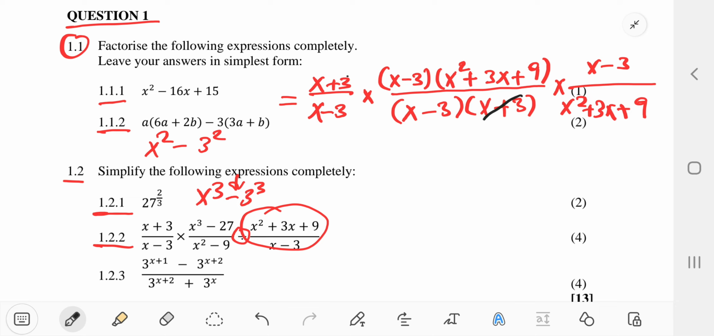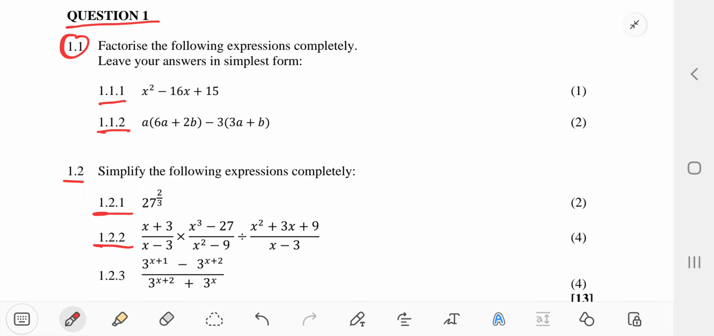x plus 3 will cancel out with x plus 3. x minus 3 will cancel out with x minus 3. x minus 3 will cancel out with x minus 3. x squared plus 3x plus 9 will cancel out with x squared plus 3x plus 9. And then we have what? The answer is 1, right? And then we get 4 marks there.